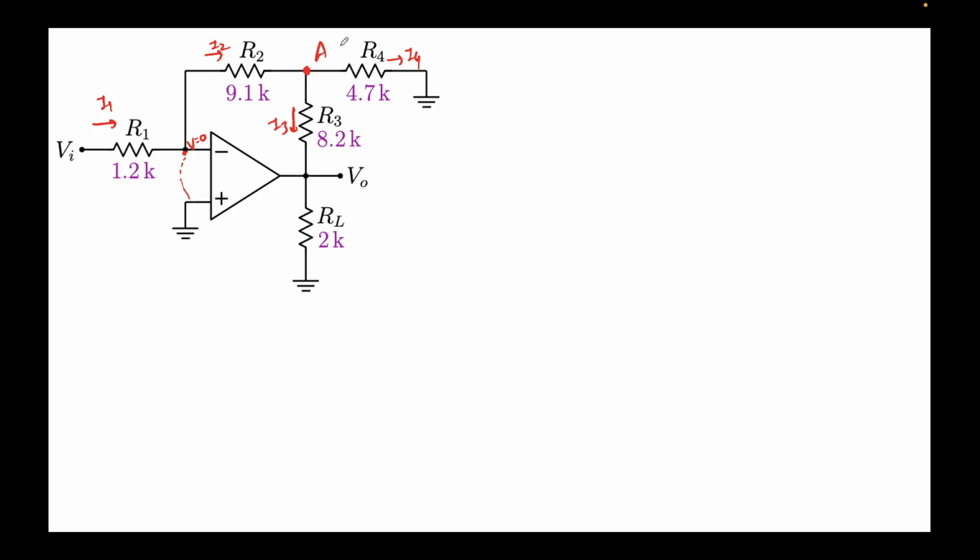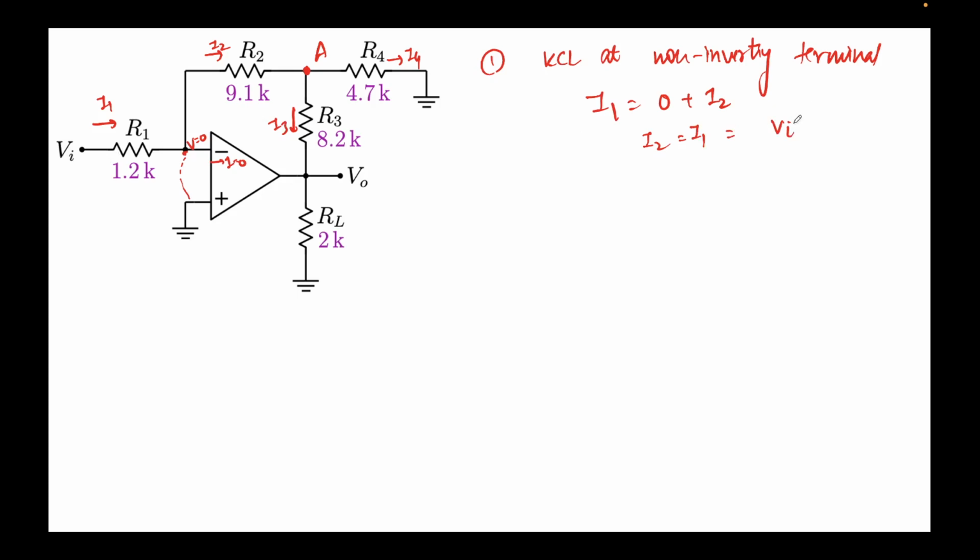Okay, so first thing, KCL at the non-inverting terminal. So incoming current is nothing but I1. Outgoing current, I'll assume no current here. It will be 0 plus I2, right? So we get I2 equal to I1, right? And I1 we can clearly write as Vi minus 0, this potential is 0, over R1. Okay, so we'll see in what ways we can utilize this information.